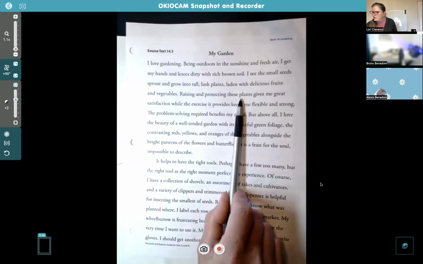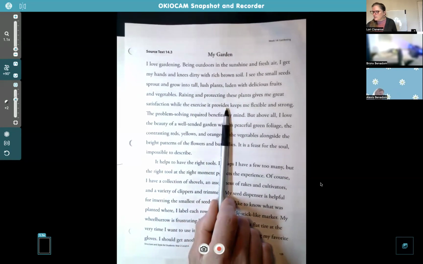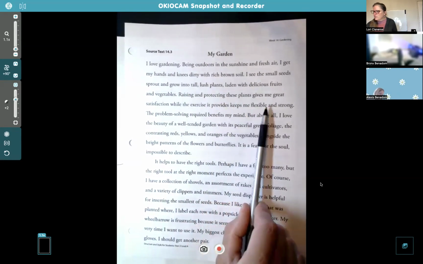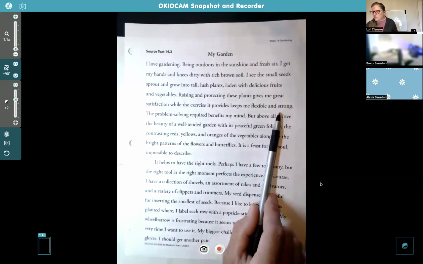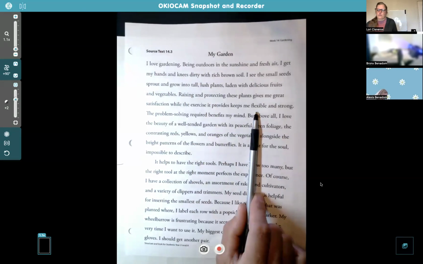Raising and protecting these plants gives me great satisfaction, while the exercise it provides keeps me flexible and strong. Okay, well, that's kind of interesting. I didn't think about gardening as exercise, but it does, you are bending over a lot and moving around in the garden. So that could be a good point, a good benefit.